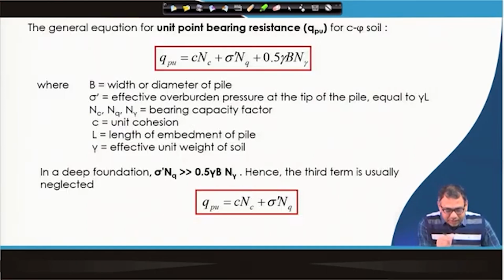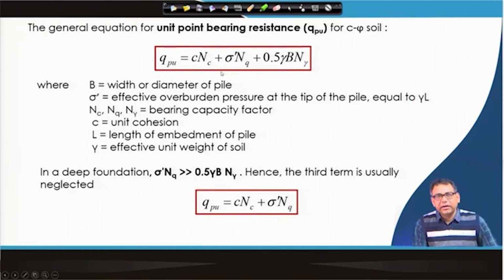Then how do we calculate the point bearing resistance, or the tip resistance? As we know, this is the basic equation for bearing capacity calculation: c N_c plus q dash N_q plus half gamma B N_gamma. There is another general equation where some factors are also multiplied, but here this is the general equation.